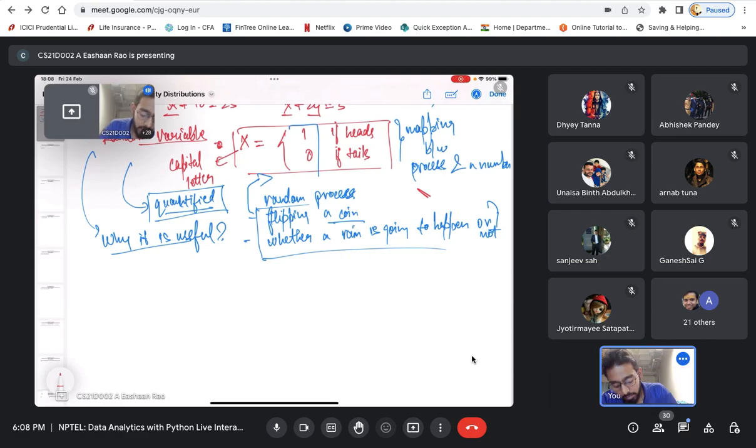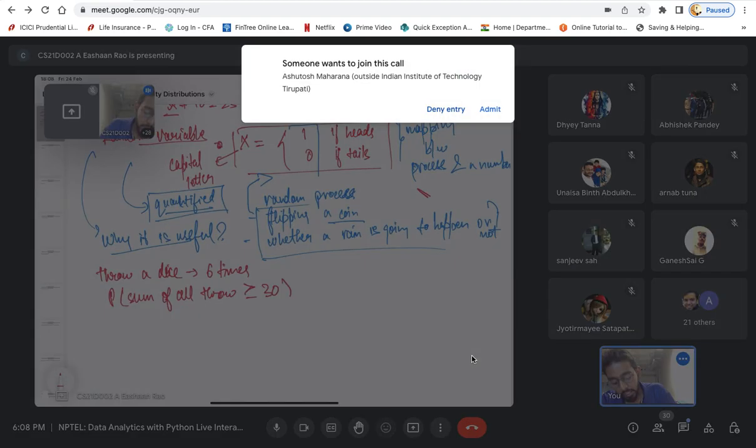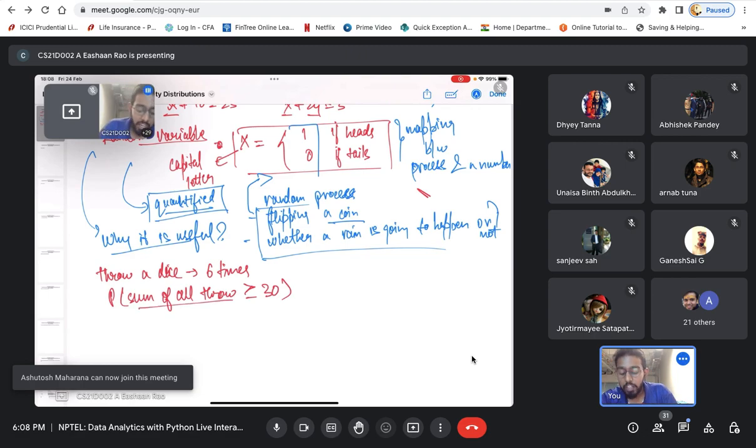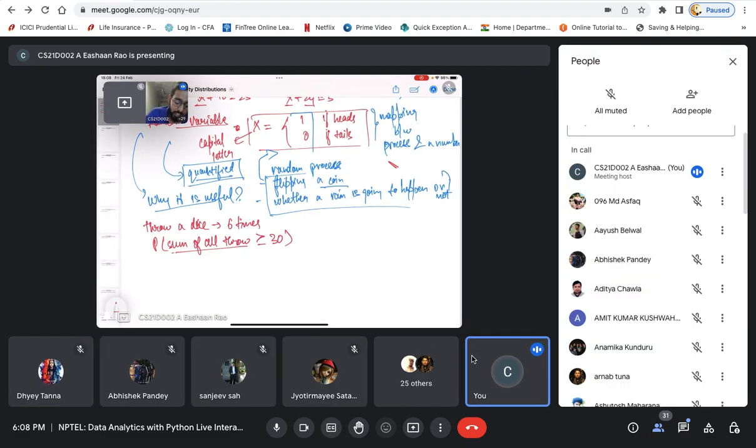Let's say you throw a dice 6 times, and you want to find the probability that the sum of all the throws that you have done should be greater than or equal to 30. Okay, so this is a kind of event that you are going to tell. But instead of describing this event multiple times, you can have multiple situations.